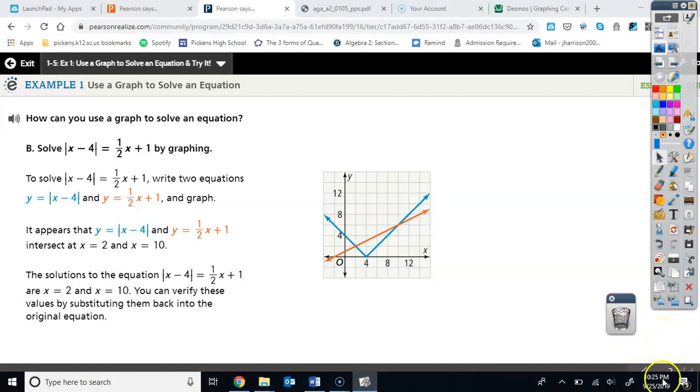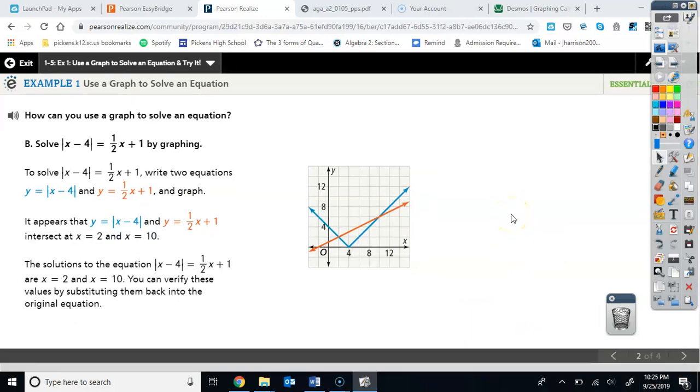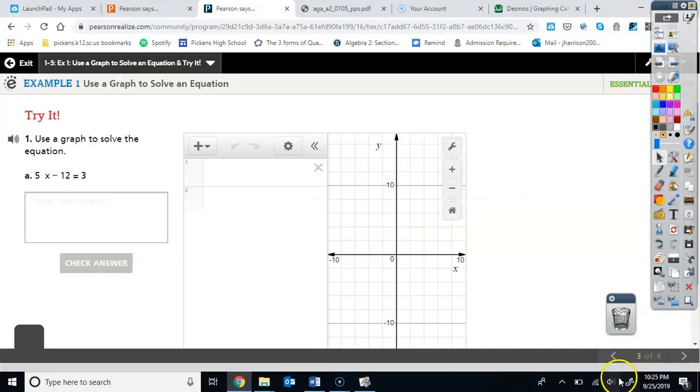So if you were to take, zoom out a little bit more here. If you were to take something that looks like this, 5x minus 12 equals 3. What we're going to do is I'm going to show you how to use Desmos, because this is a little Desmos screen here. But I'm also going to show you how to use our TI calculators in class. First, we're going to go with Desmos.